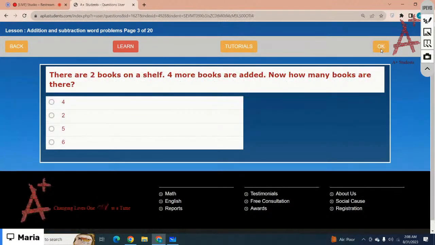Okay, the next one is: there are two books on a shelf. Four more books are added. Now, how many books are there? That means two books are already on the shelf. So you added four more, right? So you have to add 2 plus 4 equals 6. That means the correct option is 6.